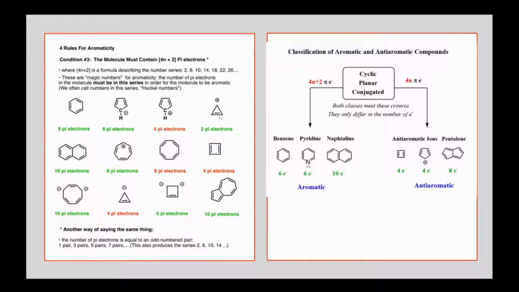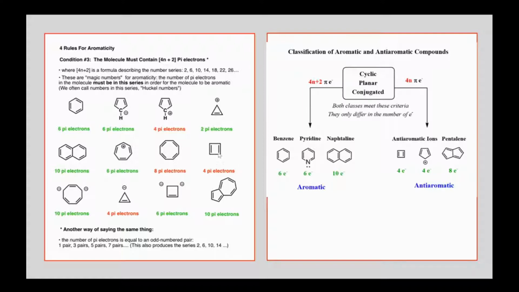So if you look at this compound, it is cyclic, every atom is sp2 hybridized, and it contains 2 pi electrons. This is the simplest example of an aromatic compound. This is a cyclopropene cation. If you look at naphthalene, there are 10 pi electrons because there are 5 double bonds. If you look at this tropylium ion, there are 6 pi electrons, so it's called aromatic.